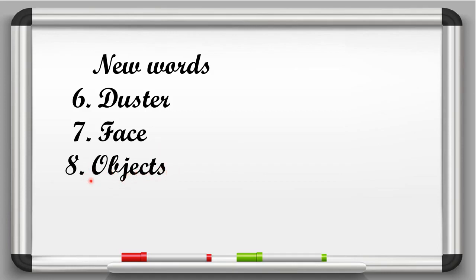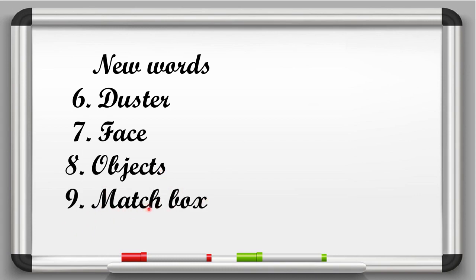O-B-J-E-C-T-S. Objects. What do you mean by objects बेटा? All things are objects. है ना. सभी तरह की जो चीजें होती हैं, वस्तु होती हैं, that are called objects. O-B-J-E-C-T-S. Objects. Number 9. Matchbox.